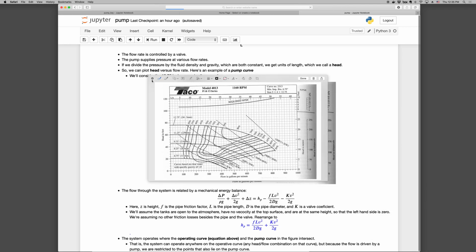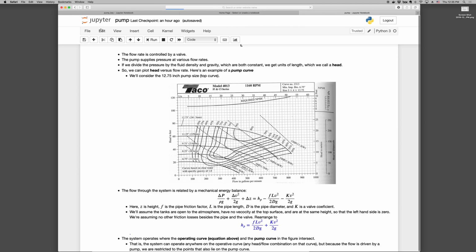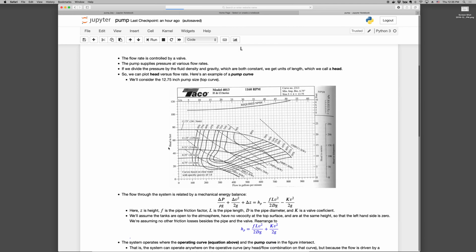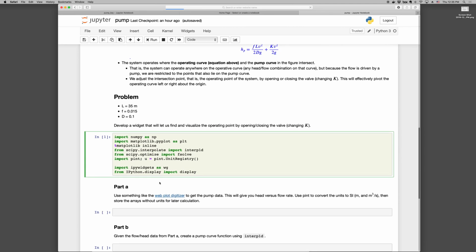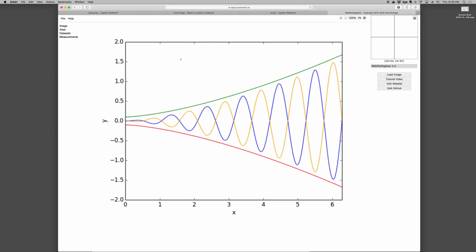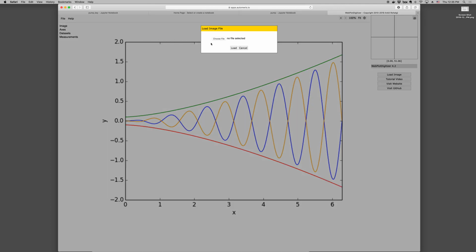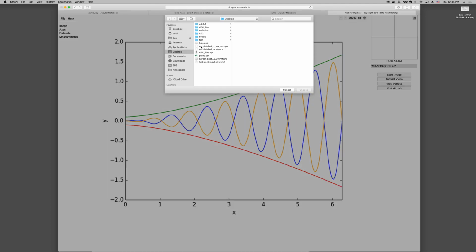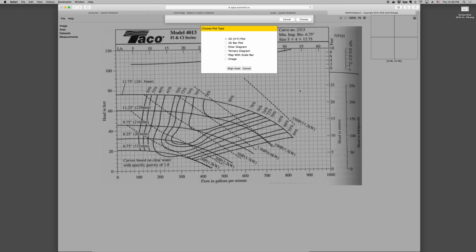And then we'll go over here to this web plot digitizer in the link. This is a cool tool that will allow us to pull points directly off the image. So we'll file load the image that we just made, choose file, desktop, this screenshot that we just made. And then there's some options here.